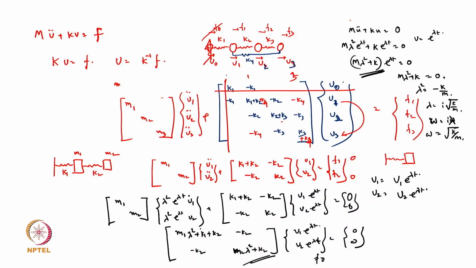Okay, [m1] lambda square plus k1 plus k2, minus k2, into m2 lambda square plus k2, that becomes your characteristic equation. Very simple. You can think of it as mass matrix multiplied by lambda square plus stiffness matrix. Very simple, absolutely similar to the single degree of freedom: mass multiplied by lambda square plus stiffness. Any doubt?